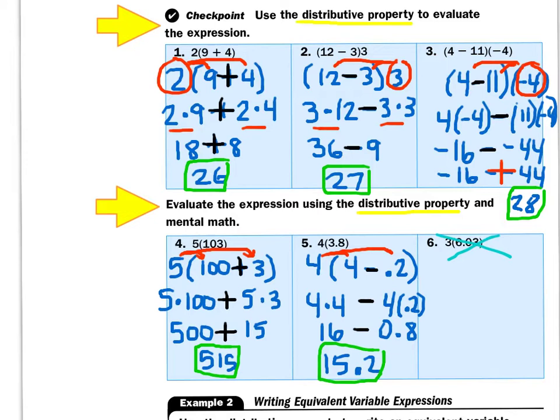Take a look at number 5. I have 4 times 3.8. Well, I can think of it as 4 times the quantity of 4 minus 0.2. And so then I use the distributive property. So 4 times 4 gives me my 16. I copy the minus sign, and then 4 times 0.2 gives me 0.8. So 16 minus 0.8 gives me 15.2.